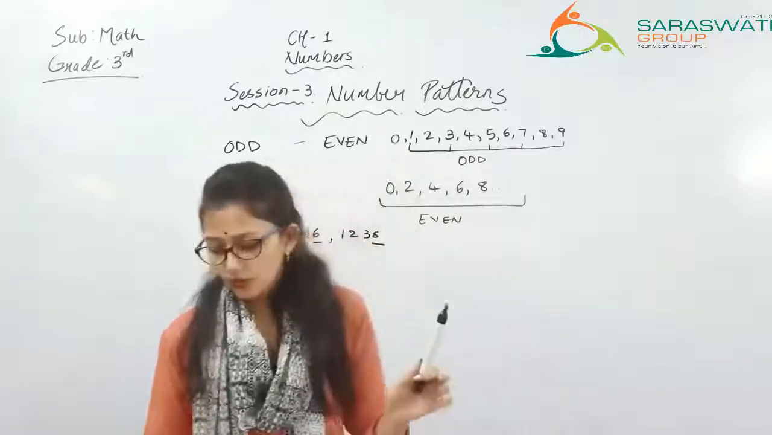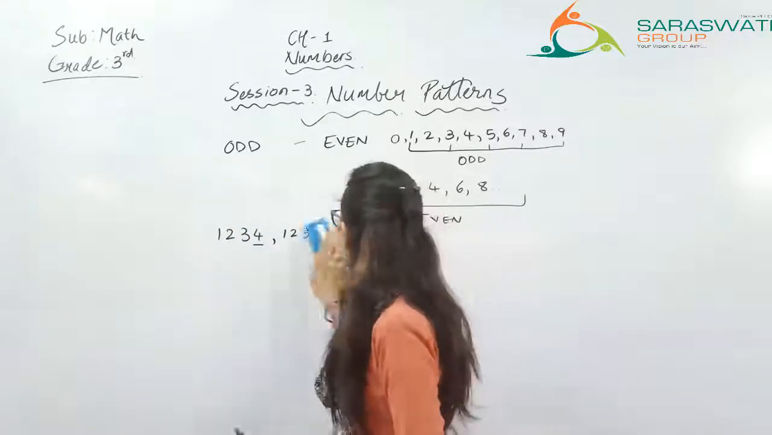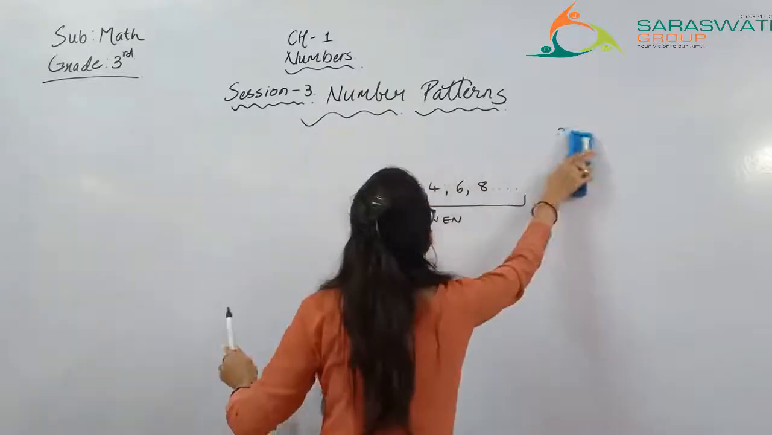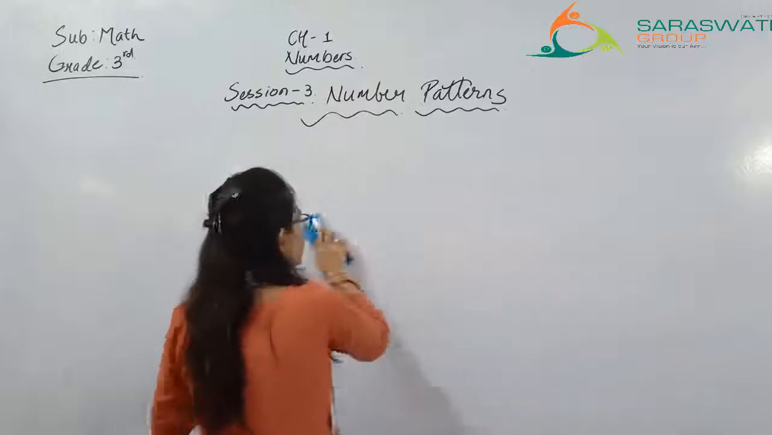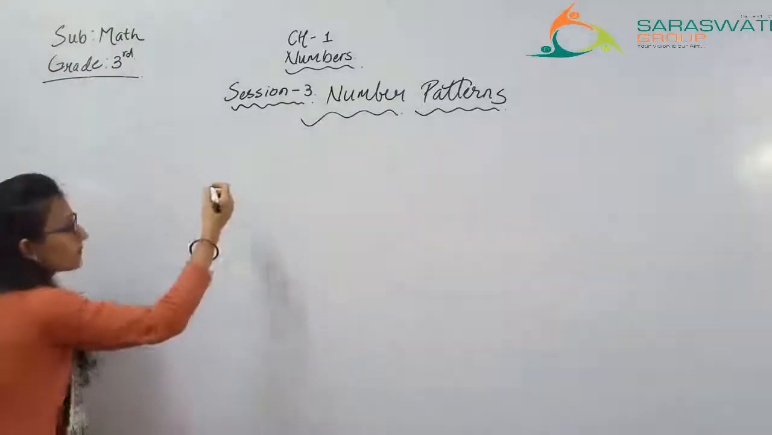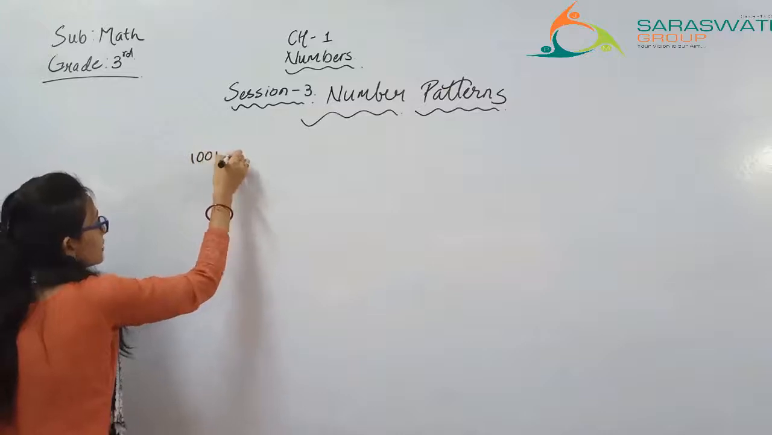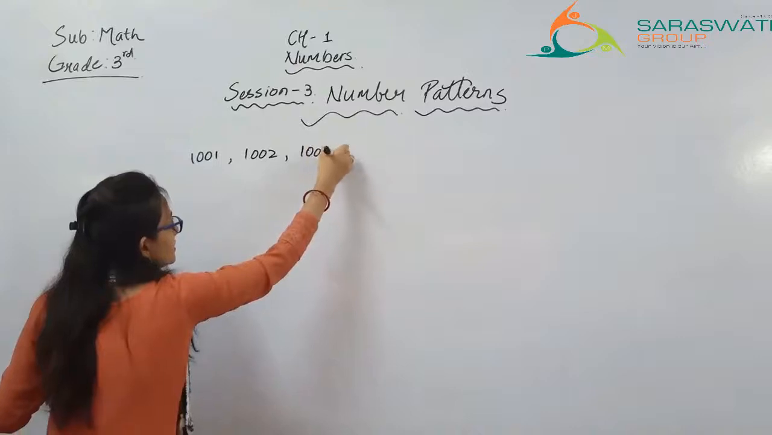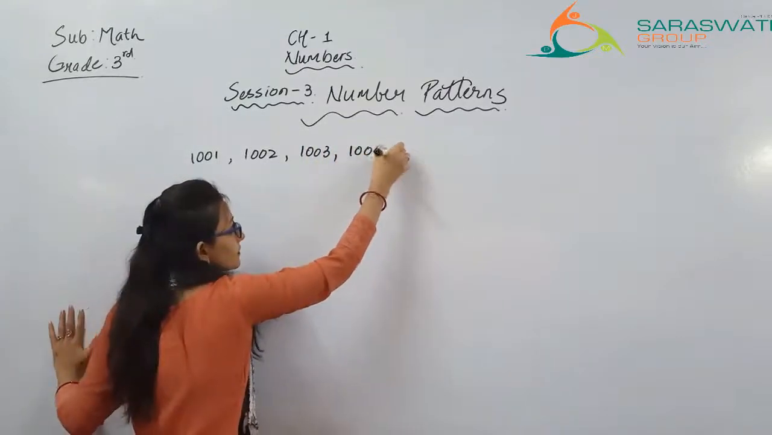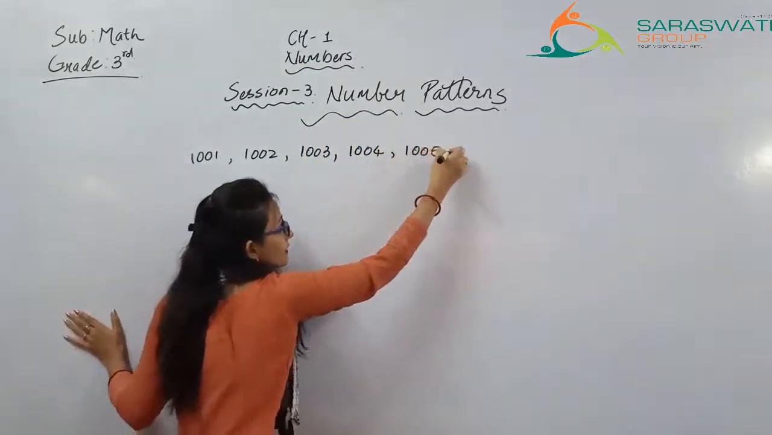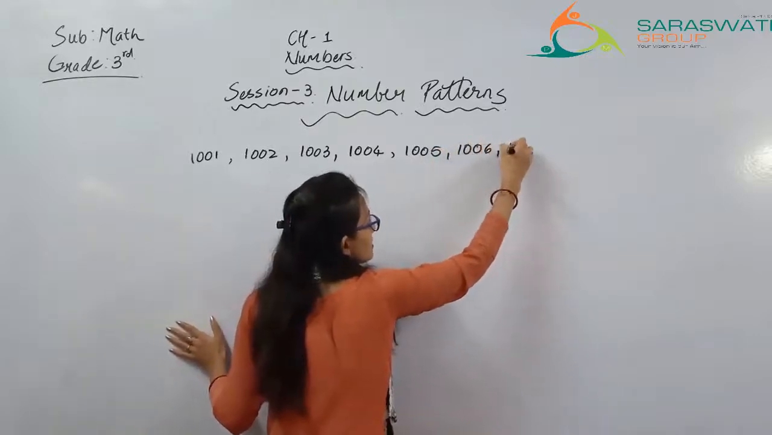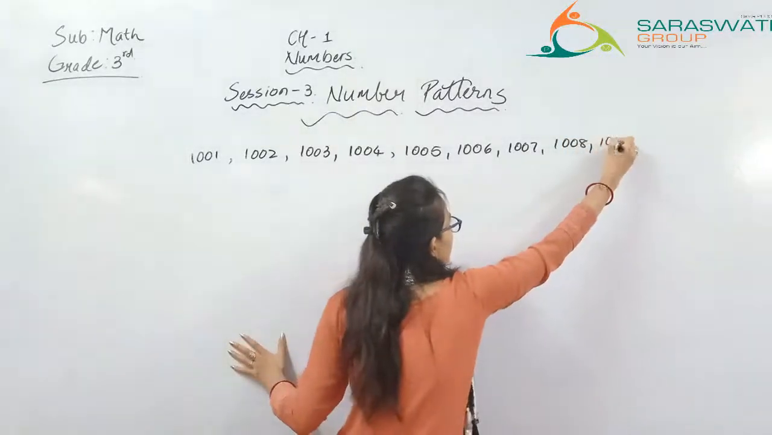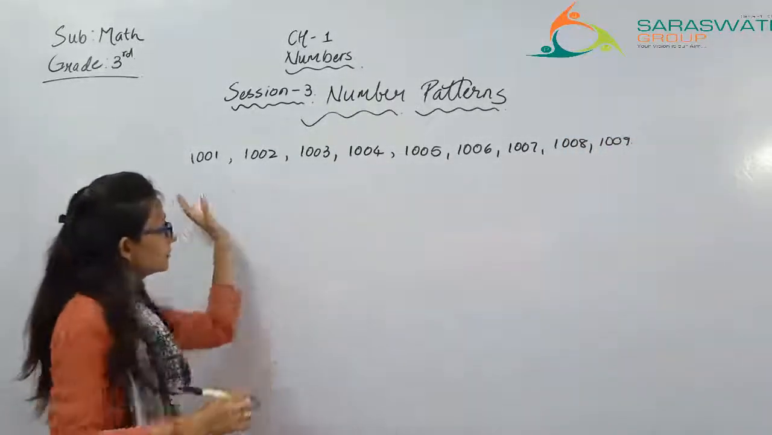Here I am giving you one full number pattern so that you can understand it very easily. The number pattern will be like 1001, 1002, 1003, 1004, 1005, 1006, 1007, 1008, 1009. Here are the numbers.